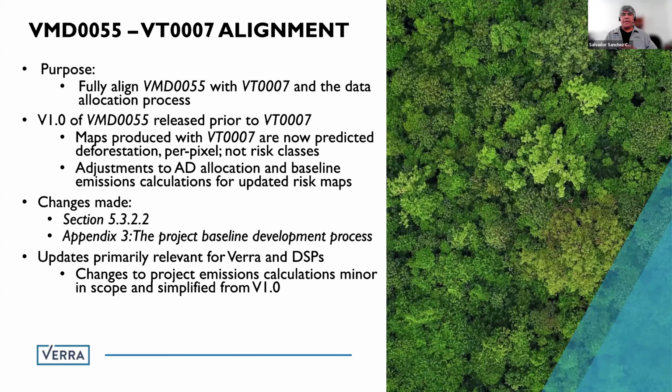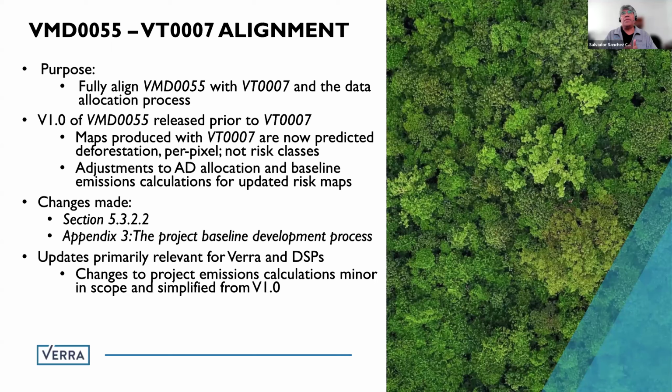We are also making several changes in VMD55 in order to ensure that all the references that the document makes to the risk mapping and allocation tool and procedure are fully consistent with what the VT7 tool actually says. The thing is that VMD55 was released at the time when VT7 was still being finalized and tested. And thus, the text and references in VMD55 do not exactly correspond to what the final version of VT7 says.